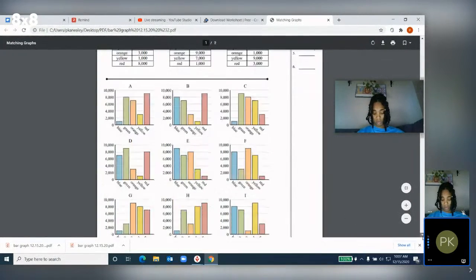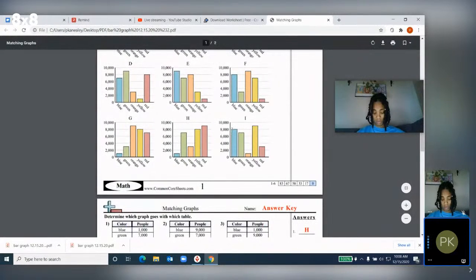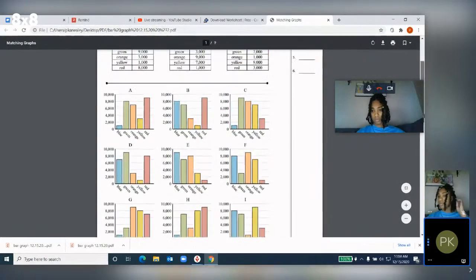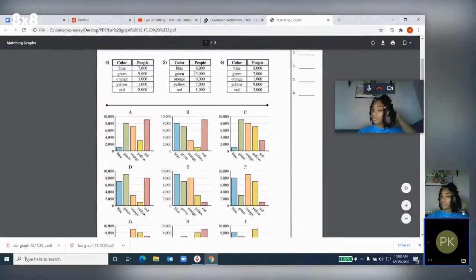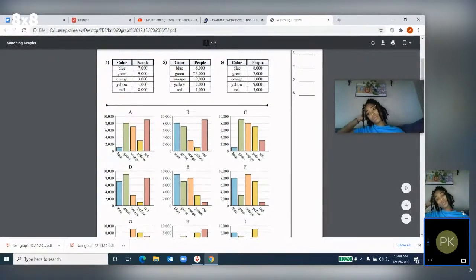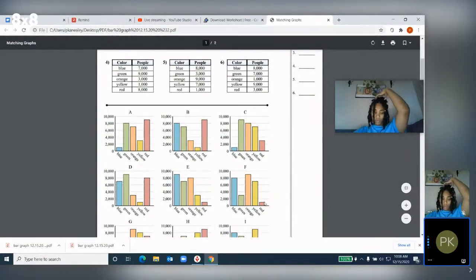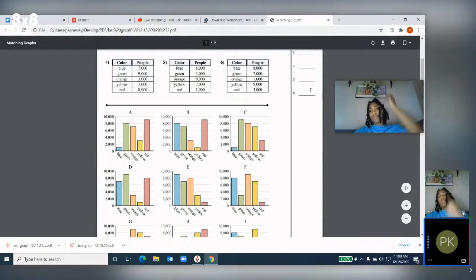Let's check the other one where there's 8,000. I is 8,000 for blue, but green is 7,000. So for data points in 5, it looks like it's going to be F, where we have 8,000 for blue and 3,000 for green. Let's just double check, okay? Then orange says 9,000. So if we go to F, yep, orange is 9,000. Yellow is 7,000, and red is 1,000. Okay, so we know 5 is going to be F.